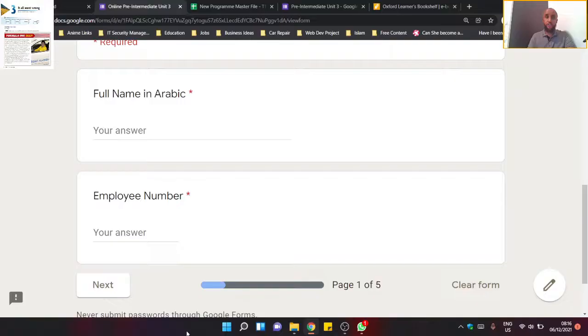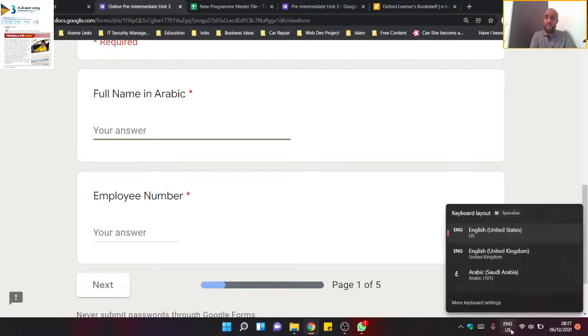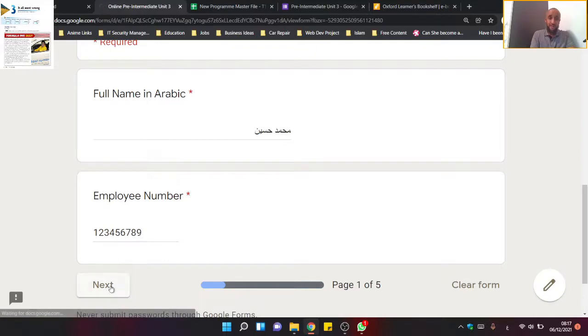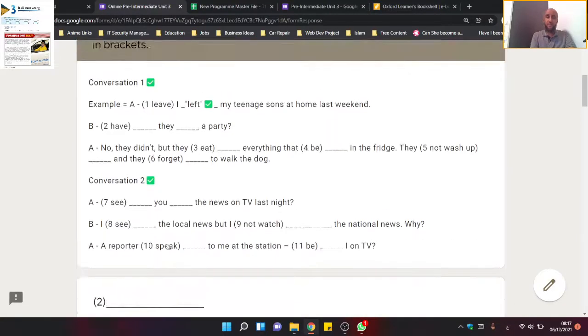let me share my screen, inshallah. You can see it now. As per usual, this is the Google form test sheet. Please write your name in Arabic, preferably. I will demonstrate. My name is Muhammad Hussein, so I type in Muhammad, and then Hussein. Employee number, of course, this is for my own students. For me, I will use a generic employee number, 1 to 9. Easy peasy. Let's move on and have a quick look at the first section.